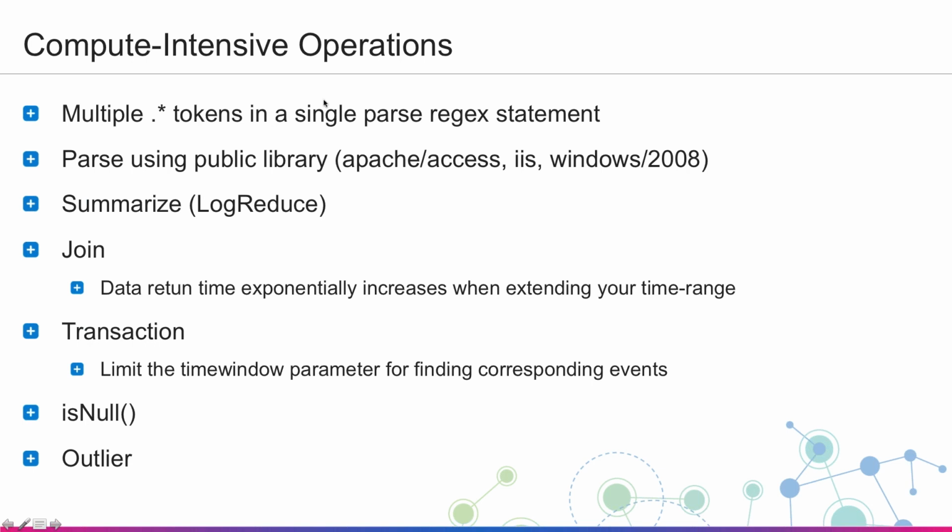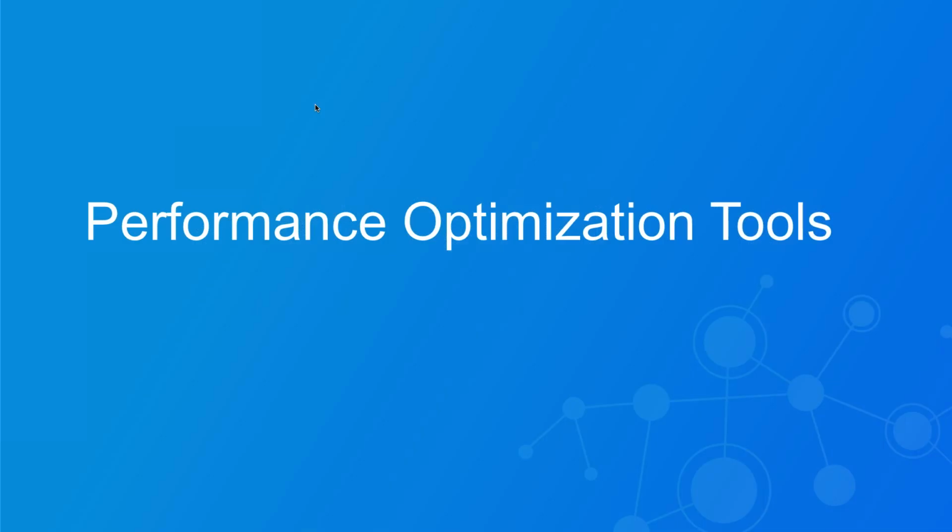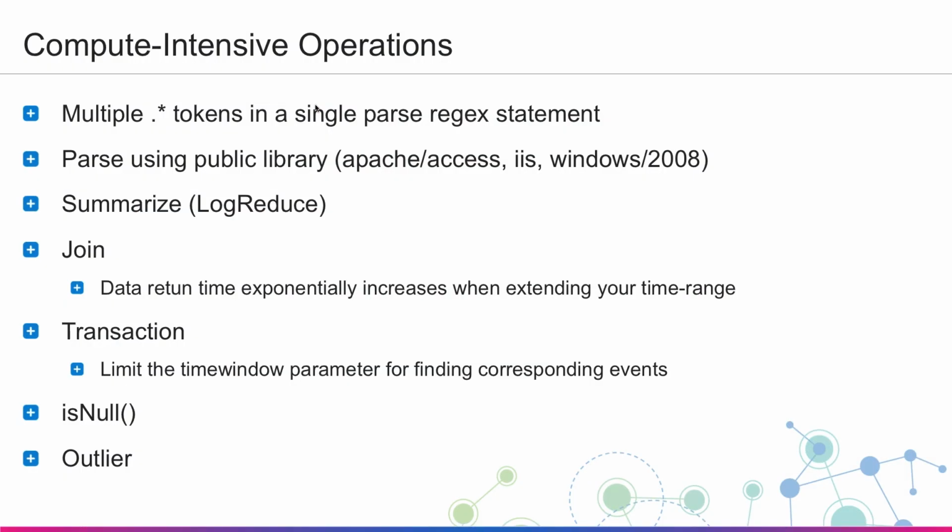Summarize, which is associated with our log reduce algorithm, is also a compute intensive operation because it's trying to find unique signature patterns across your log messages. One thing to note about join operations is that as you expand your time range using this operator, the data return time will exponentially increase.